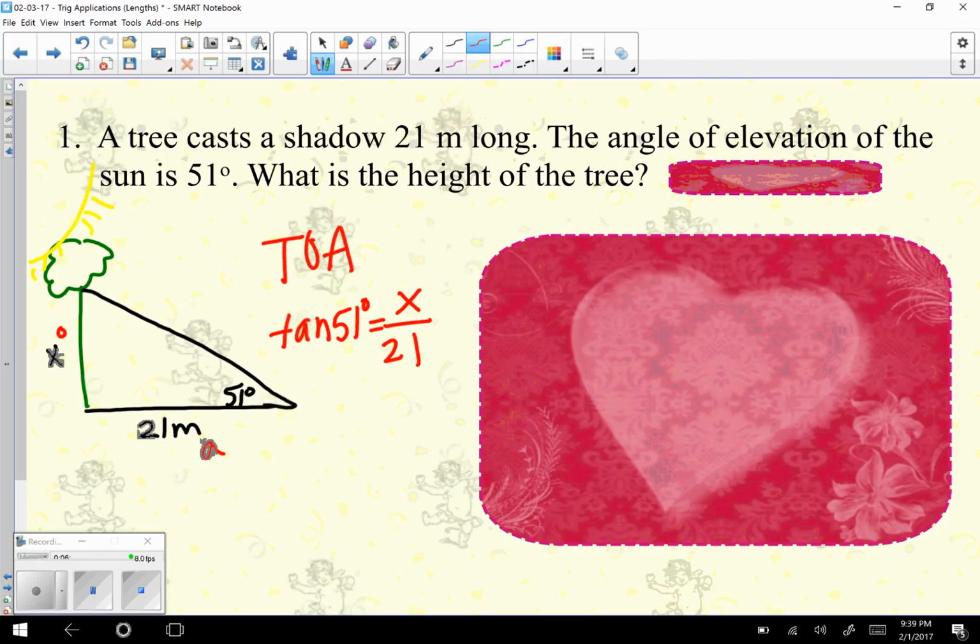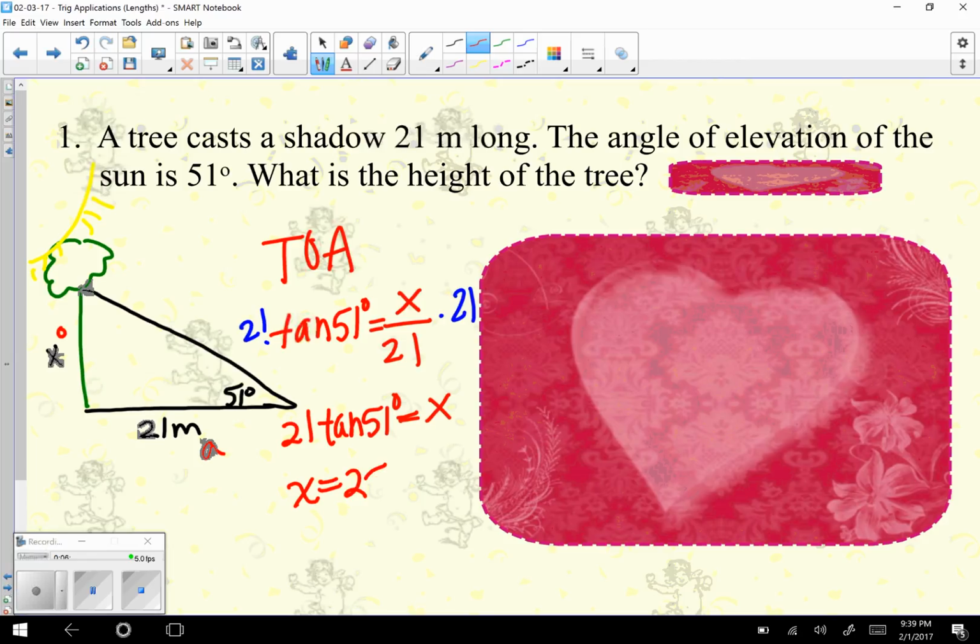This looks like things that you guys did yesterday in class, right? So we could maybe multiply by 21 on both sides. Okay, you end up with 21 times tangent 51 degrees equals x. You can plug this straight into your calculator. Okay, so you can literally type 21 times tangent 51 degrees and it's going to spit out the answer for you. Okay, so go ahead and type that in now.